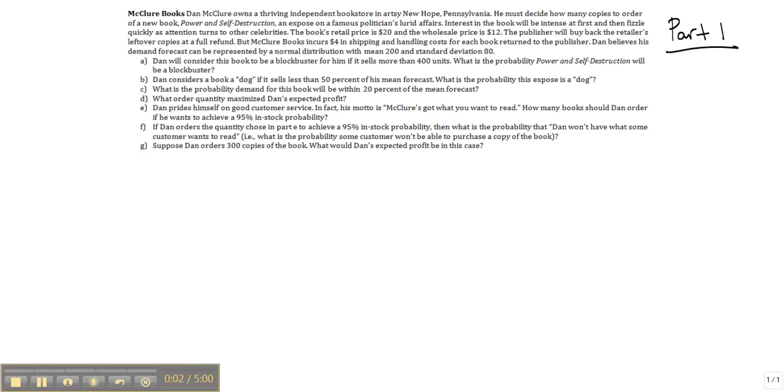The McClure Books problem is an application of the news vendor model where we are asked to forecast demand for a particular book, assuming a normal distribution around a given mean and standard deviation. Part A asks us to determine the probability that the book will be a blockbuster, meaning it would sell more than 400 copies.